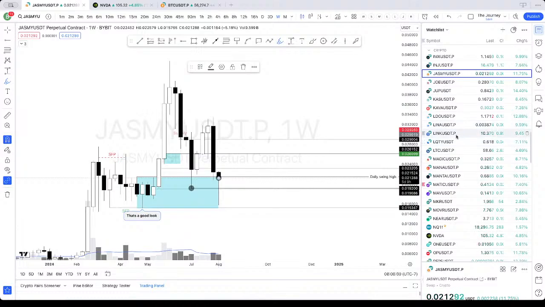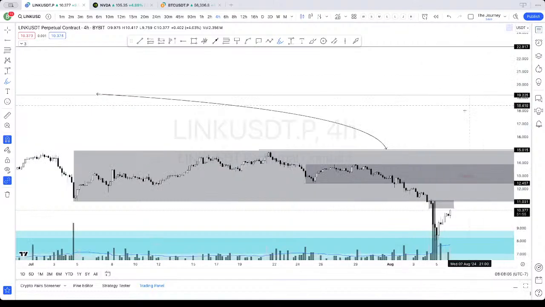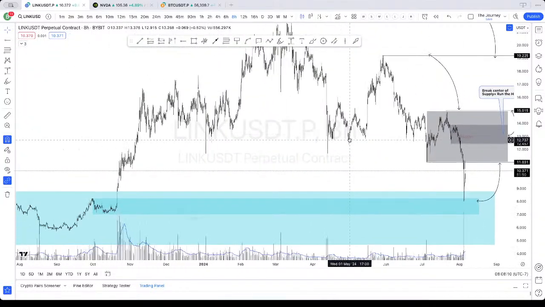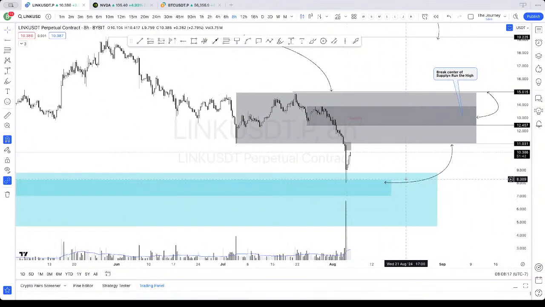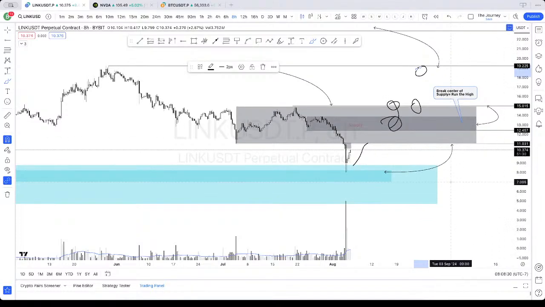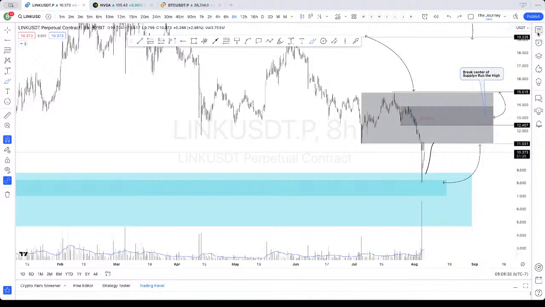Nobody cares about it. Link. People were asking about Link. Built a flowchart for it. Maybe go out to the 8 hour. Okay, so it has mitigated back down into its bear market range. This demand is going to take you up to supply. If we break this center section of supply, I think we're going to run this high. If we break this high, up to this high. If we break the next high, up to the next high, and so on and so forth. If you have a link to my charts, this flowchart is in there.